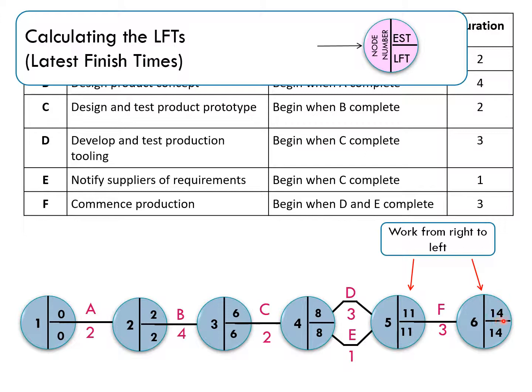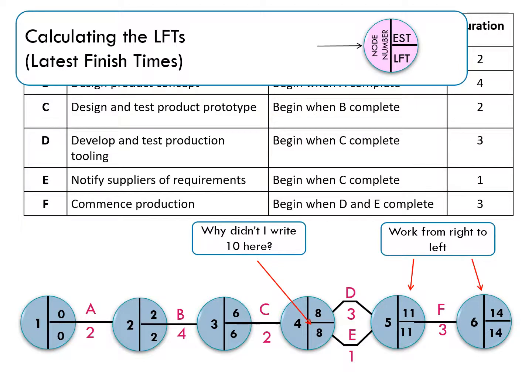So if the project can be completed after 14 weeks, the latest time that F can be finished to not delay the project is 14 weeks. So the 14 weeks is the latest time that F can finish. What's the latest time then here that D and E can finish? Well, they have to be finished to allow F to take 3 weeks to get us to 14. So 14 minus 3, 11. Both D and E must be finished after 11 weeks.